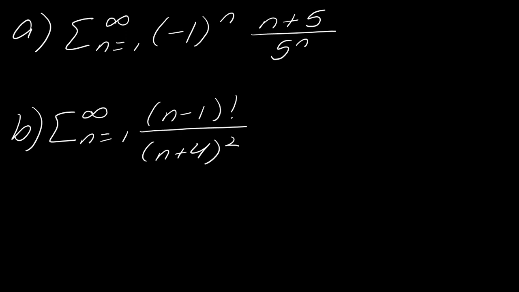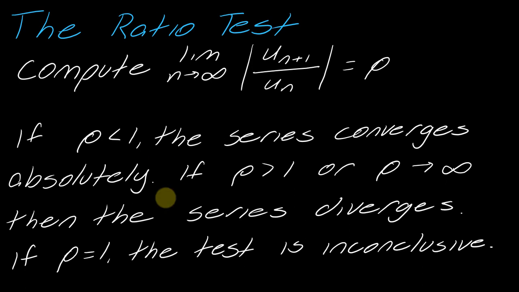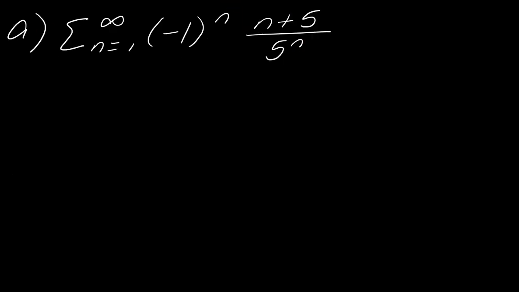So the ratio test, just to remind you, what we want to do is compute the limit as n goes to infinity. We're going to take whatever our sequence is, and take the n plus 1th term of that sequence divided by just the nth term of that sequence and see what we get. Depending on what we get, we have these different conclusions, and that helps us interpret the test.